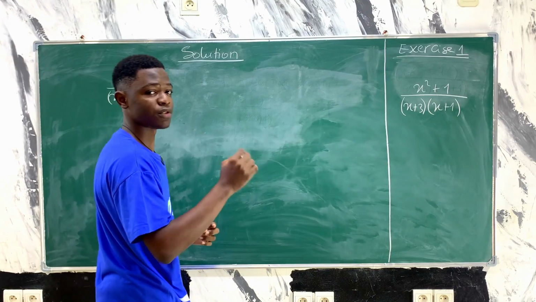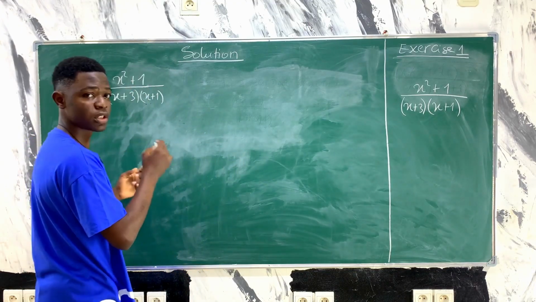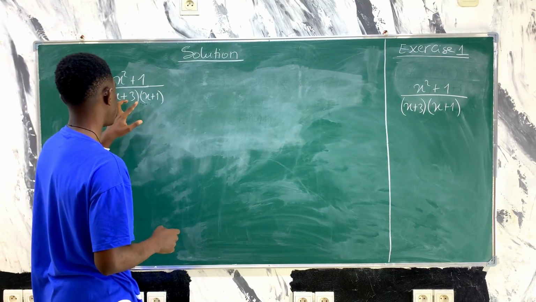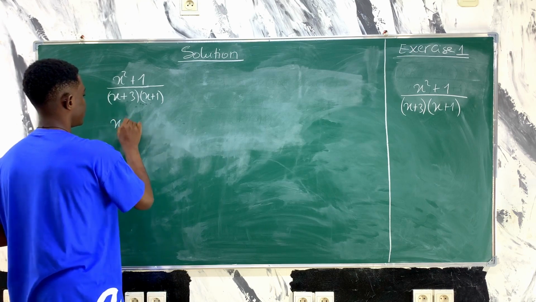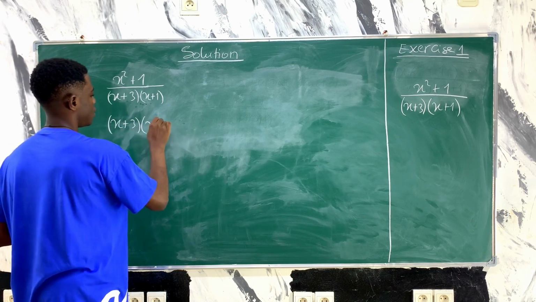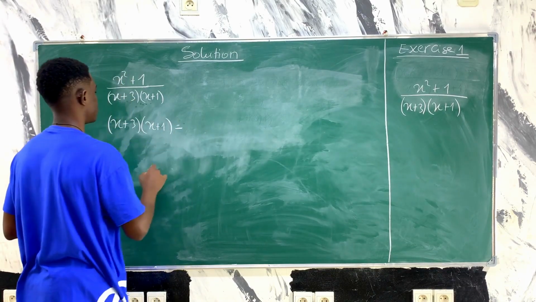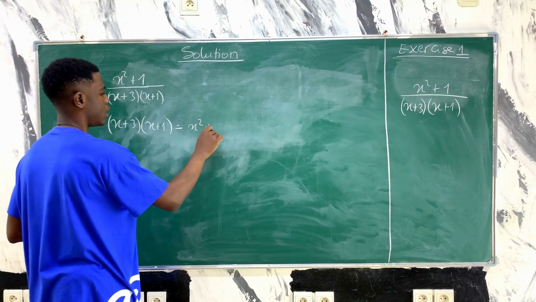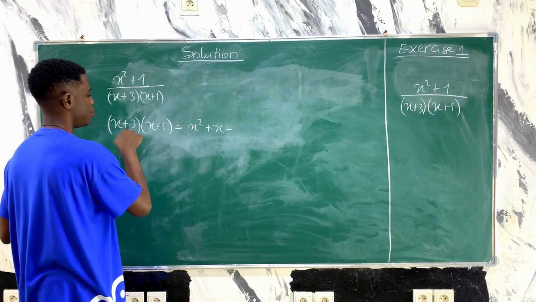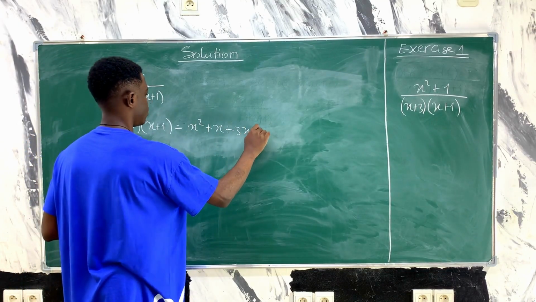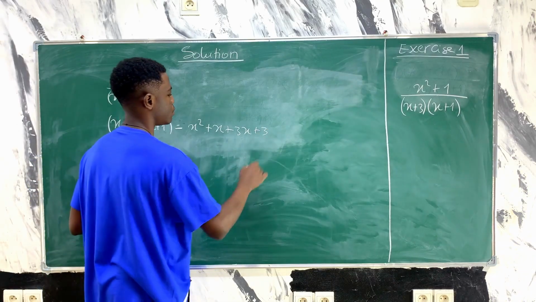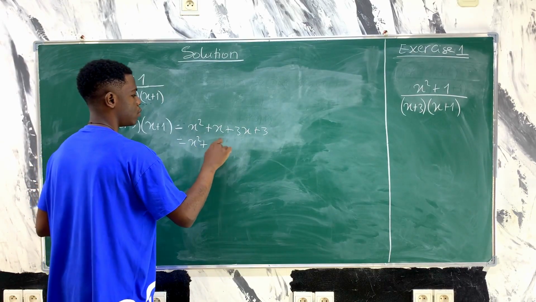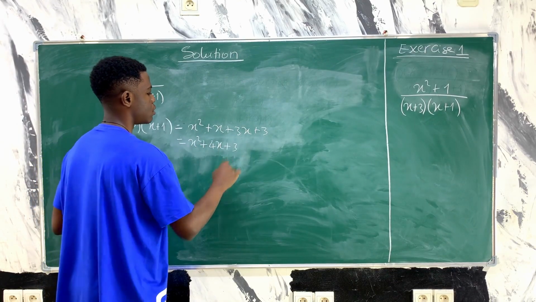Using the long division method, we are first going to expand the denominator. We have x plus 3 into x plus 1. Expanding, it is x squared plus x times 1, x, plus 3 times x, 3x, plus 3 times 1, 3. Adding like terms together, we have x squared plus 4x plus 3.